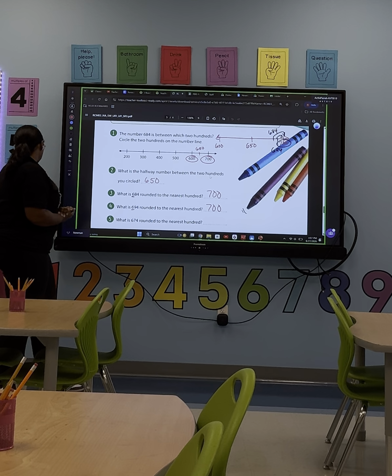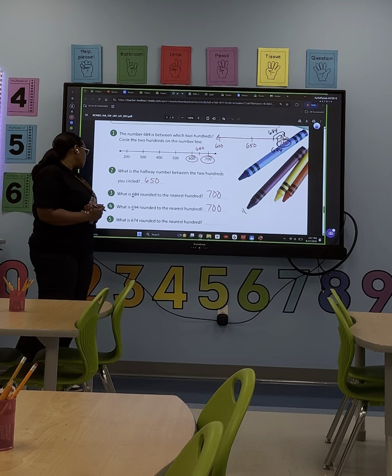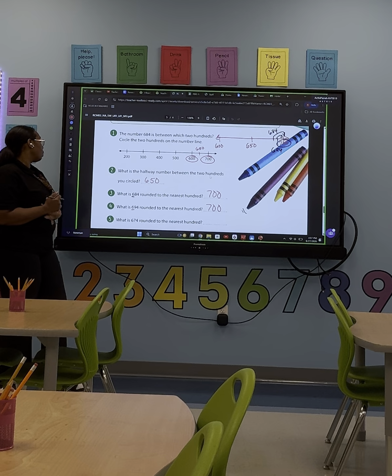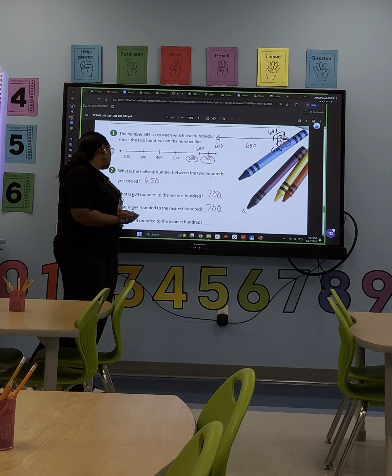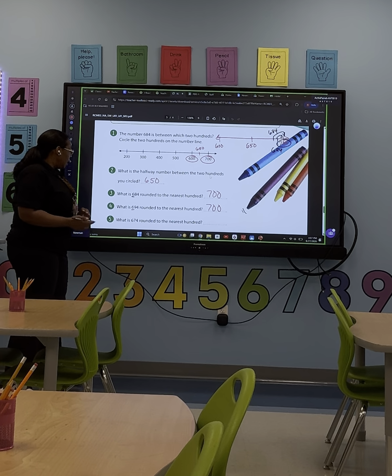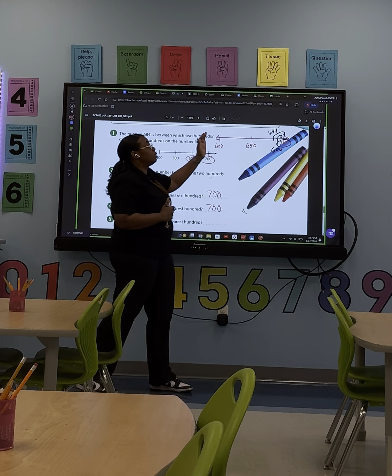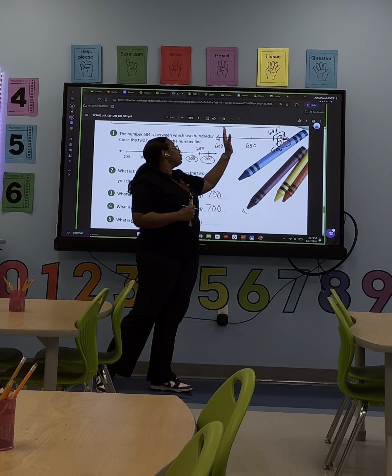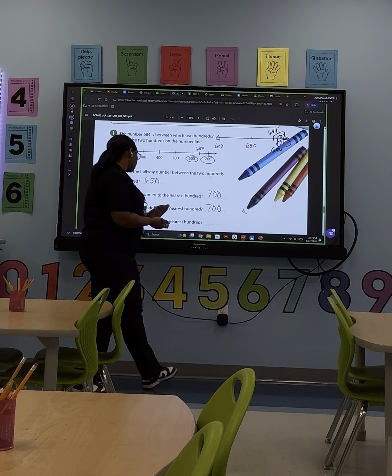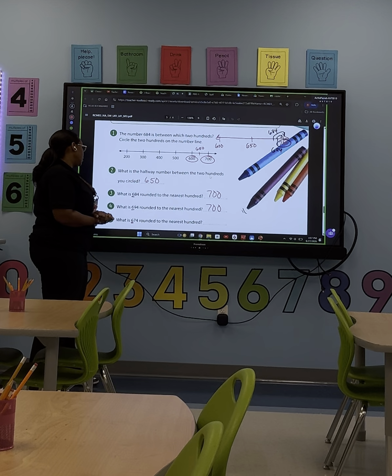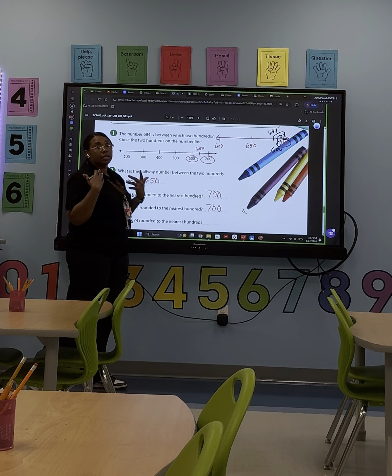Okay, let's go to number 5. Number 5 says, what is 674 rounded to the nearest hundred? So we have a 6 in the hundreds place again. So again, it's going to be on the same number line between 600 and 700. So we have 674. Let's ask our same question.